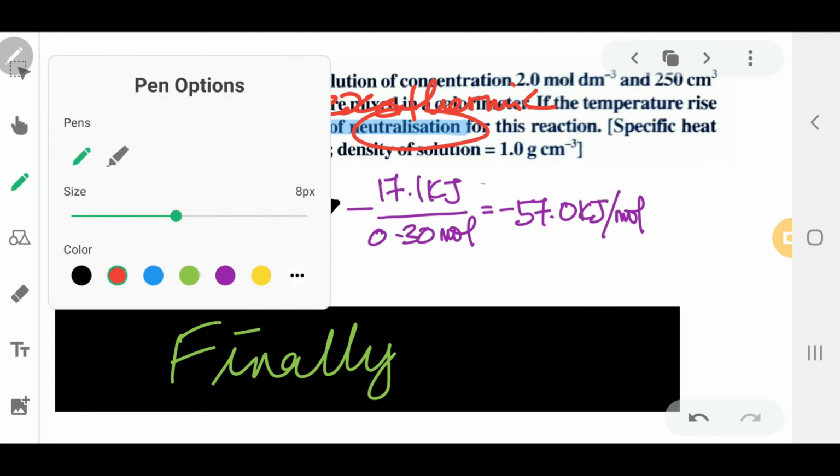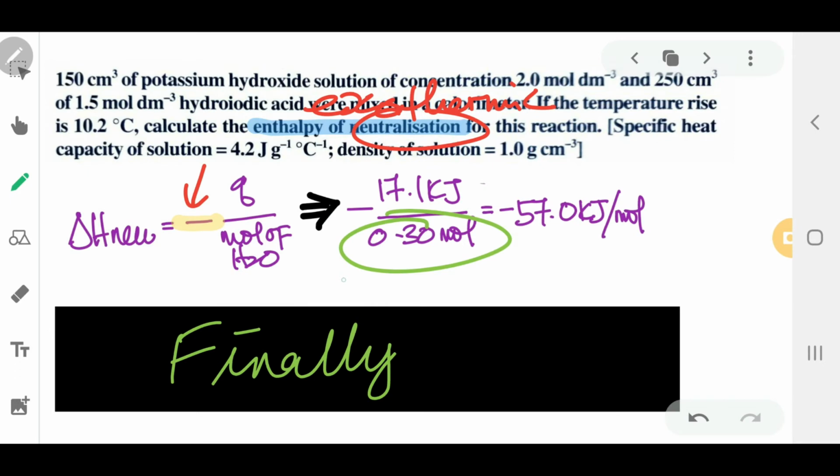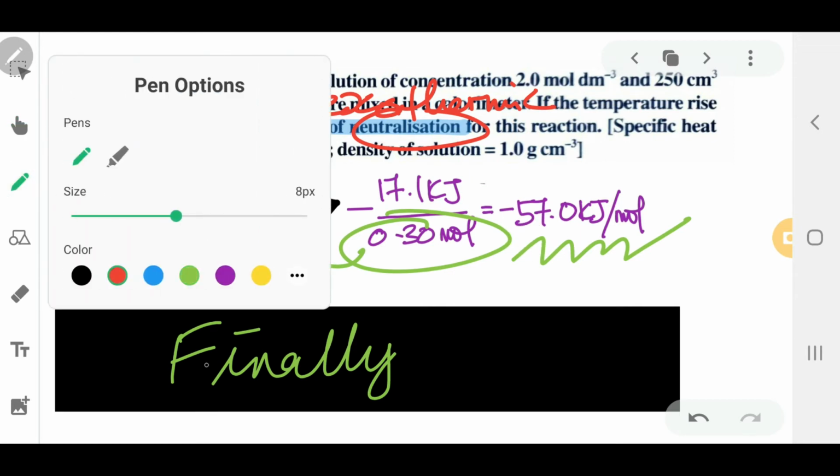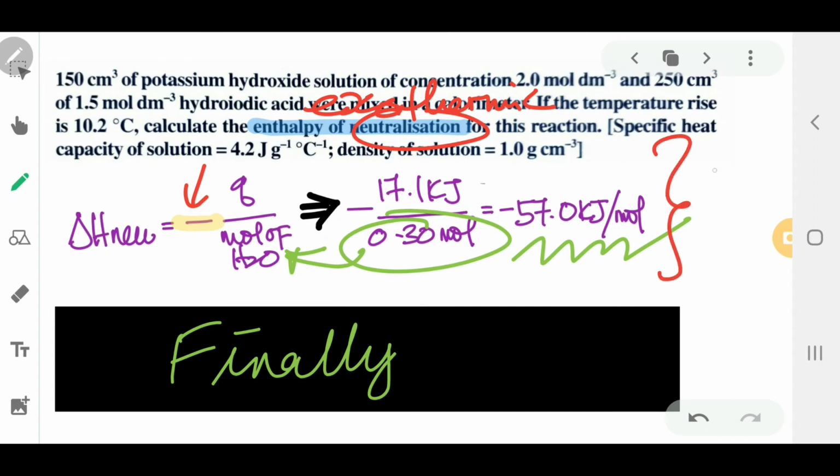So that is the number of mole of water that we have figured out in the previous steps. And finally, you should be able to get your delta H neutralization, which is negative 57.0 kilojoule per mole. You need to make sure you have the negative sign in front. Without the negative sign, you will not be able to get your 1 mark. So by using this formula, this whole thing over here, you will get 1 mark.